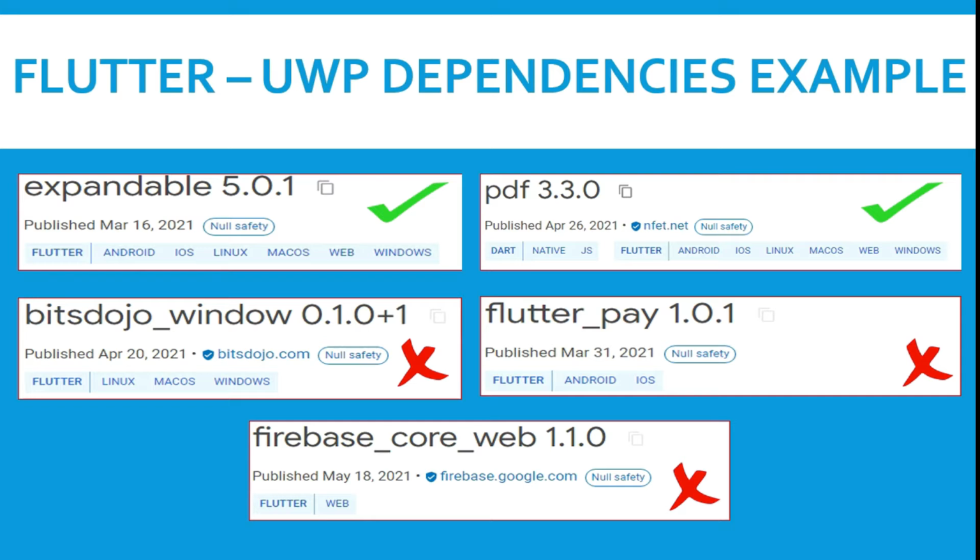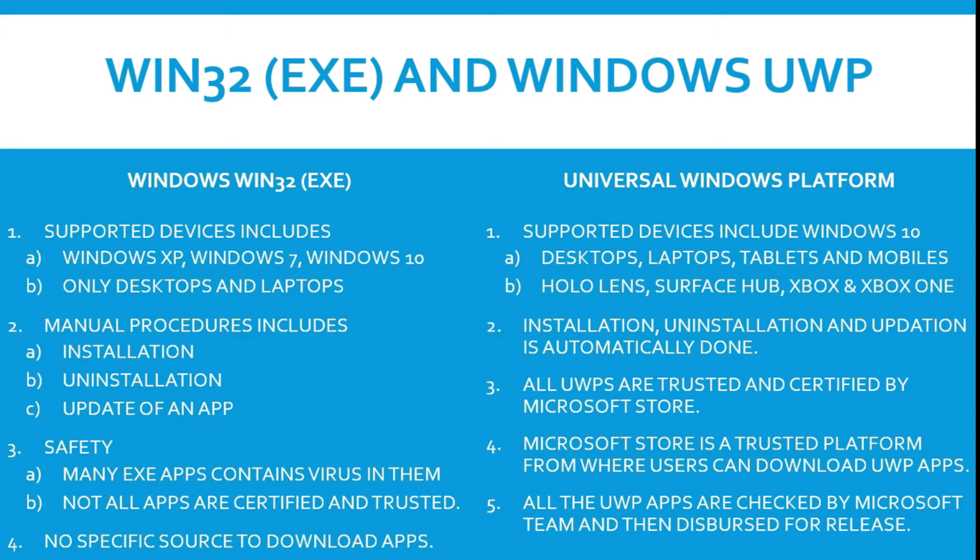So I think that I have answered all the questions related to Flutter UWP dependencies. Now let us move towards the next question. What is the main difference between Win32 exe and Windows UWP applications?